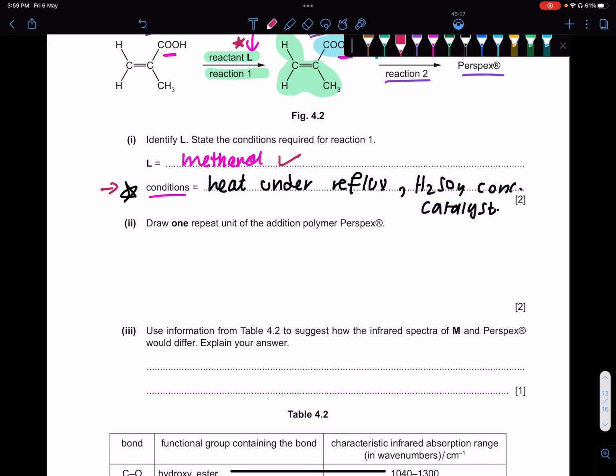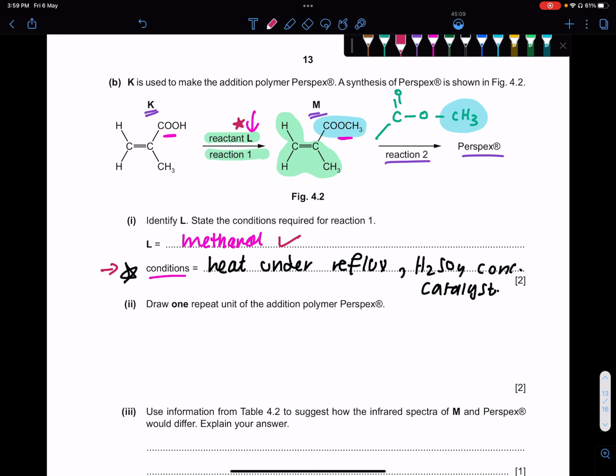Draw one repeat unit of the polymer Perspex. We're just going to break the double bond here and join the continuing bond on both sides of the double-bonded carbon atoms. Very easy, right? Notice this is the center carbon atom, and in between them there was a double bond. Just remove the double bond, keep all the atoms as they were. CH3, and there was this group, COOCH3.